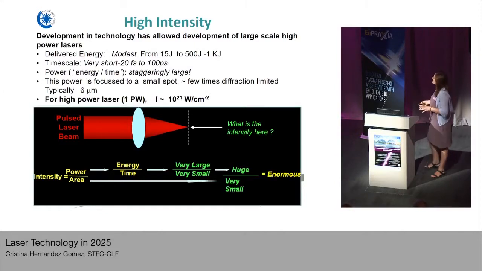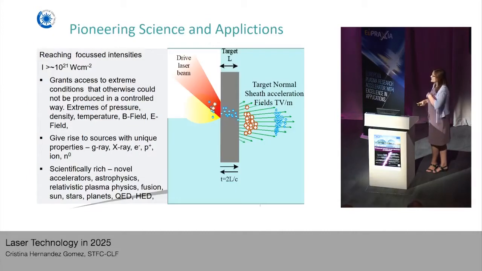Just as a basic reminder, what we call a high-power laser is basically one that delivers a modest amount of energy, up to even a kilojoule, in a relatively short pulse. And again, it could be from 20 femtoseconds to 100 picoseconds. Of course, this gives us decent amounts of power. But more importantly, we want to focus it down to a very small spot to achieve high intensities, typically 10 to the 21. And as you have seen today many times, when we focus down this laser, we can achieve extreme conditions. This will give rise fundamentally to secondary sources: electrons, protons, X-rays.